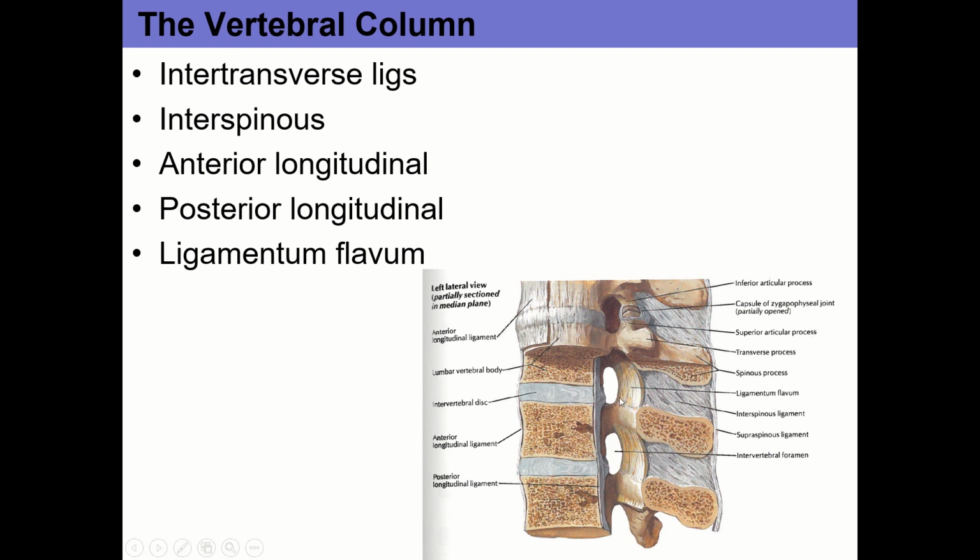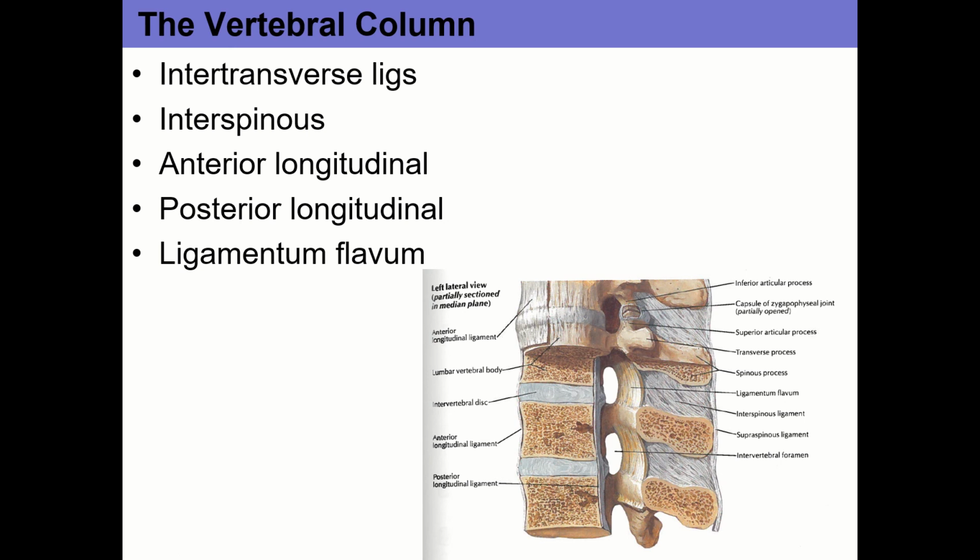Then we've got the posterior longitudinal ligament, which runs on the posterior aspect of the bodies. It's not quite as strong, and it doesn't have as strong of attachments to the intervertebral discs, so it's not as important of a stabilizer as the anterior longitudinal ligament.